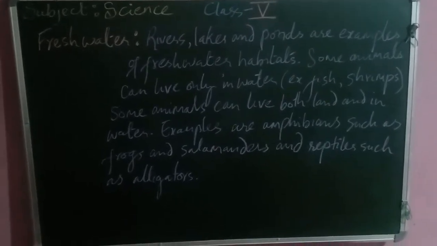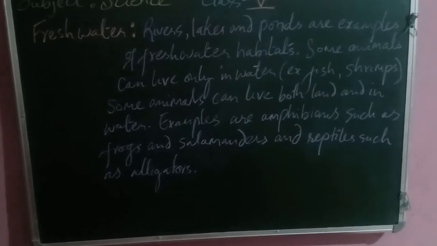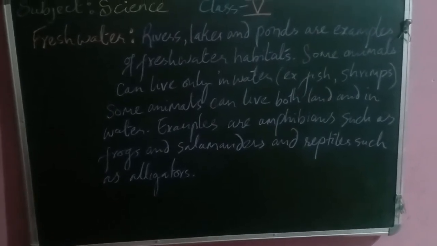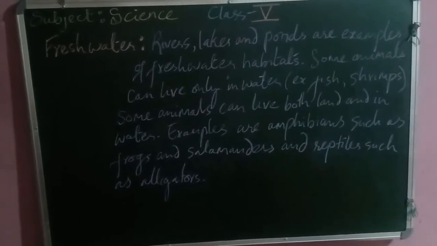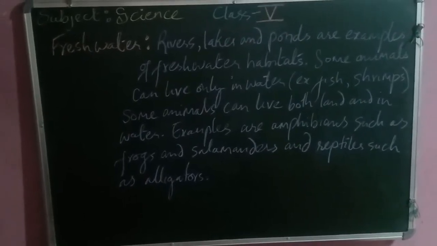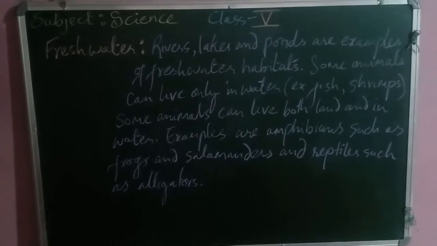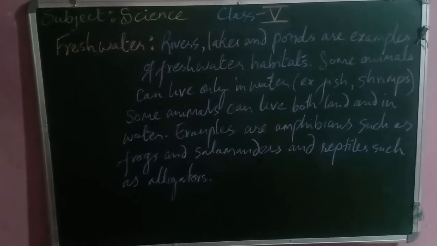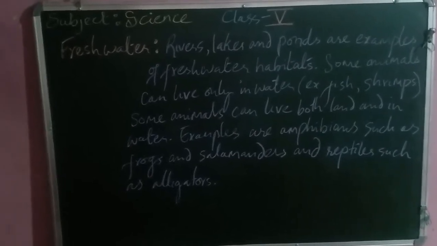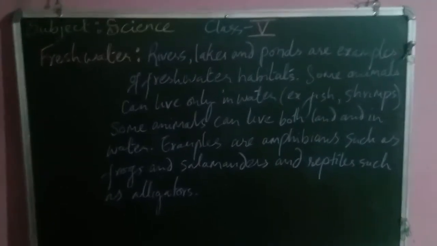Some animals can live only in water, for example fish and shrimps. Some animals can live both on land and water, examples are amphibians such as frogs, salamanders and reptiles such as alligators. So there are different animals who can live under and outside the water. Moving on.